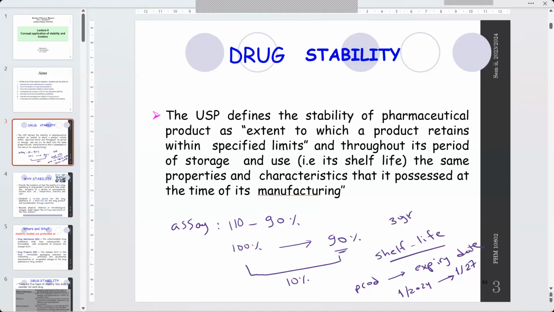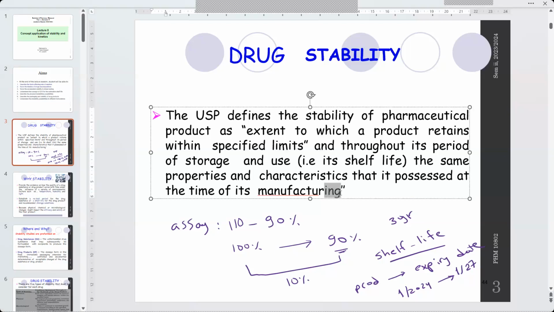Okay, this is the drug stability, the extent to which a product will retain within specified limits and throughout its period of storage and use the same properties and characteristics that it possessed at the time of its manufacturing, or at the time of its manufacture. Okay, or at the time of its manufacture also, you can say, can be correct.